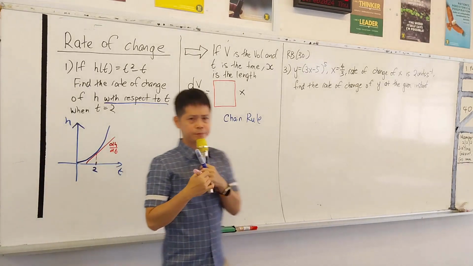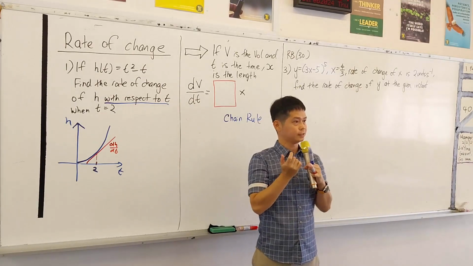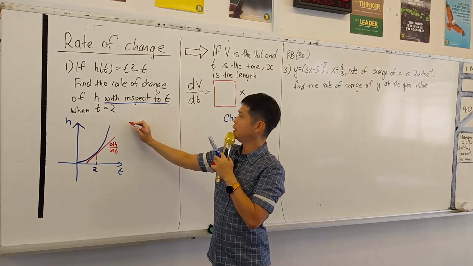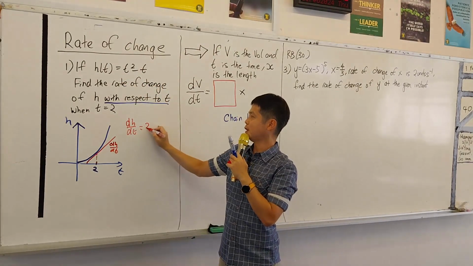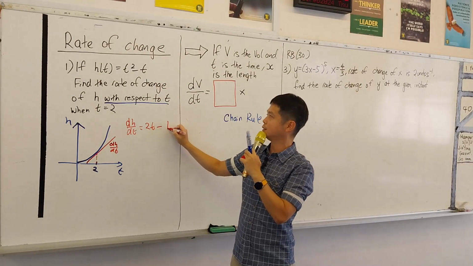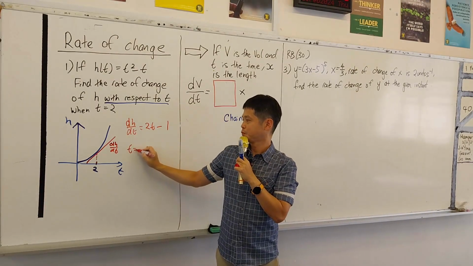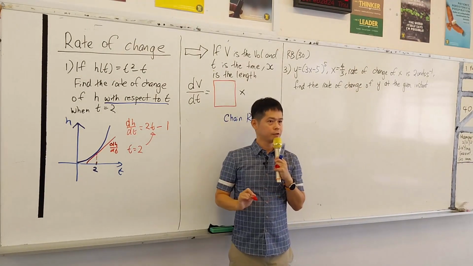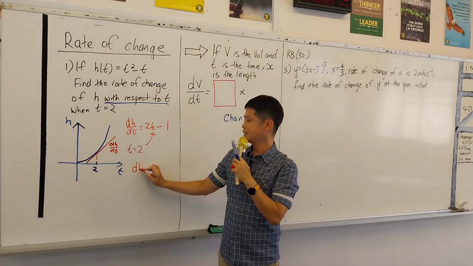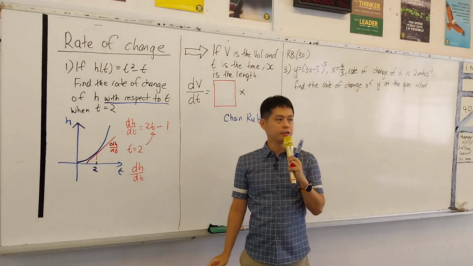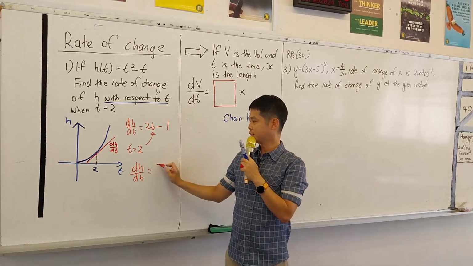So how do we do that? It's very, very simple. It's nothing new at all. The only thing that's new is the introduction of the word rate. So dh dt is simply bring down the power, minus 1, bring down the power, minus 1. So what do you think I do with t equals 2? I just substitute into this function here, and therefore the rate of change of the height when t is 2 is equal to 2 times 2 minus 1, which is 3.